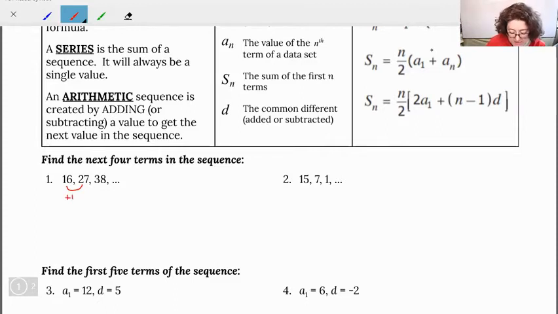So if I add 11 to 16, I get 27. And if I add 11 to 27, I get 38. So that means my d equals 11. My difference between the terms is 11, and it's positive because I'm adding to get to the next one.